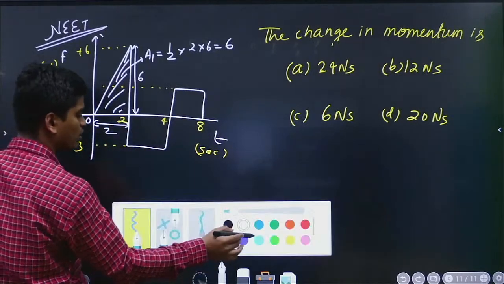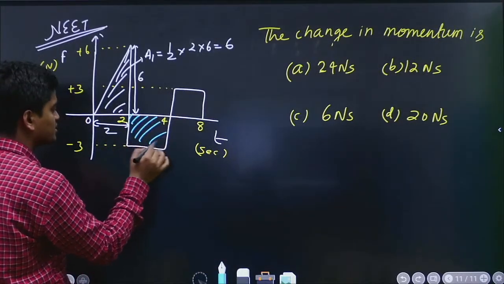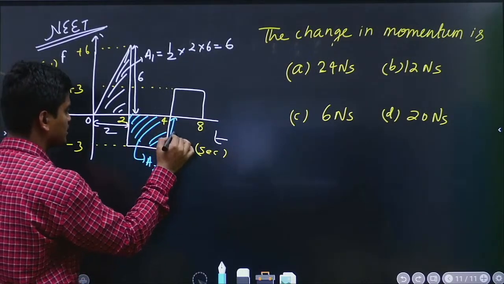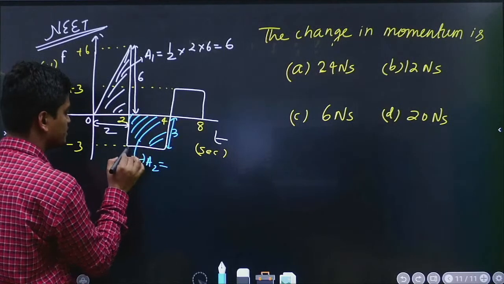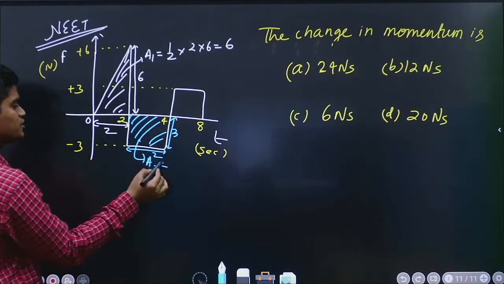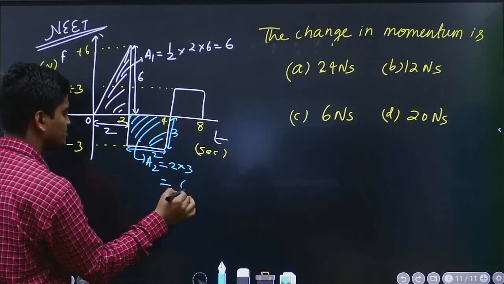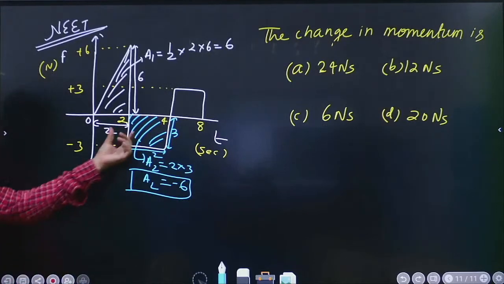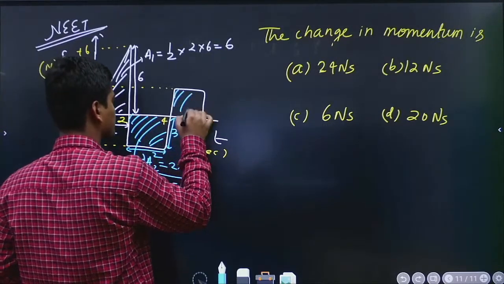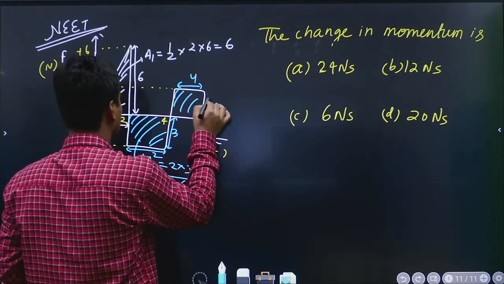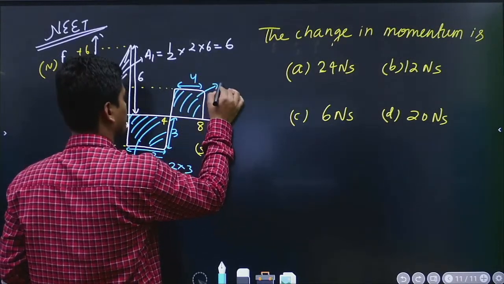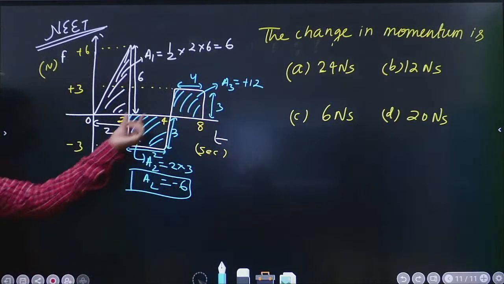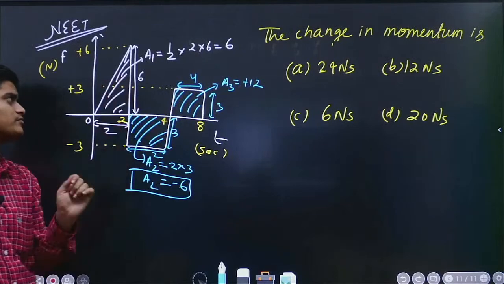Now this is the negative area, because this is below the time axis. This area we check, it is A2. How much is that? This distance is basically 3, and this distance is basically 2, because the difference between 2 and 4 is 2. So 2 into 3, which is 6 basically, but it will be minus. Area 2 is minus because it's below the time axis. And here, if you check, this distance is 4, this distance is 3, and this area A3 is plus 12. 3 into 4 is 12 because it is a rectangle type.